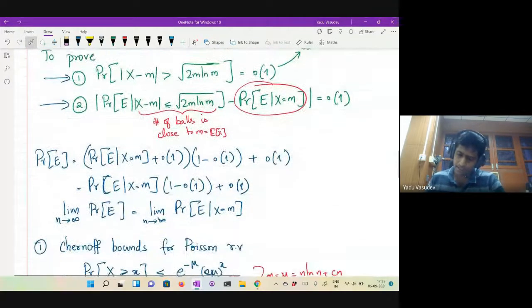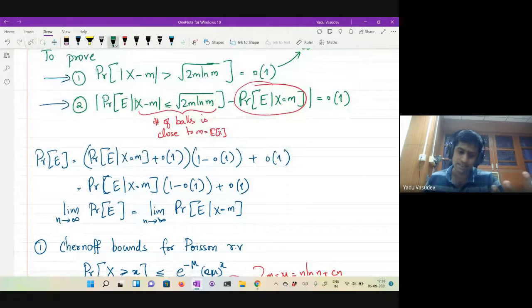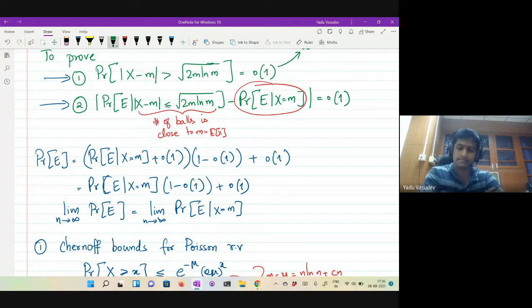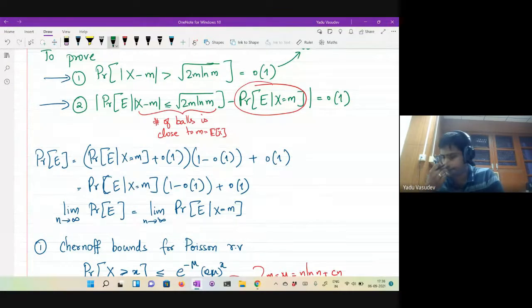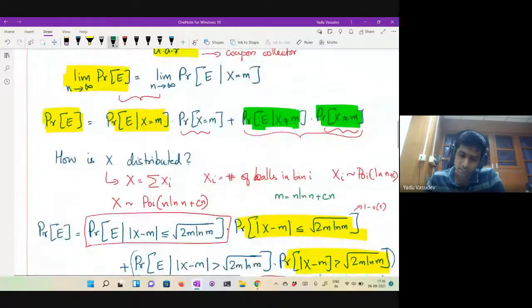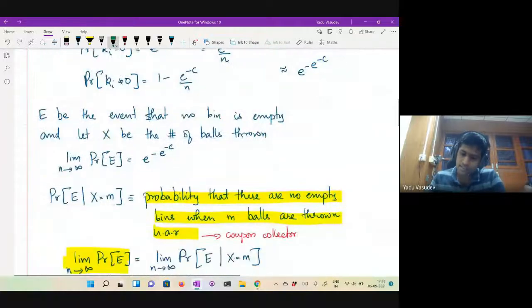As it's written here, we take the concentration inequality for Poisson random variables, and then the fact that the probability that there is no empty bin, assuming that the random variable, the number of balls, is close to the mean, and the same probability when you assume that the number of balls is exactly equal to the mean, are almost similar. They are equivalent. Their difference is little o of 1. And that concludes this proof. So that basically tells you that this approximation that we are doing is fine.